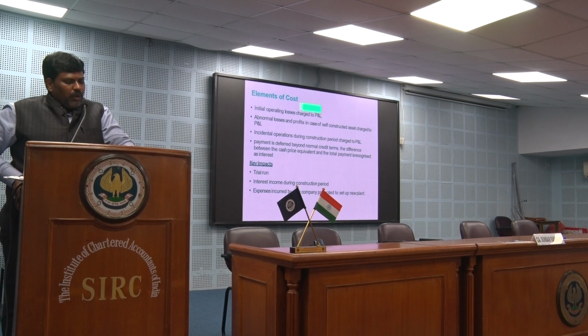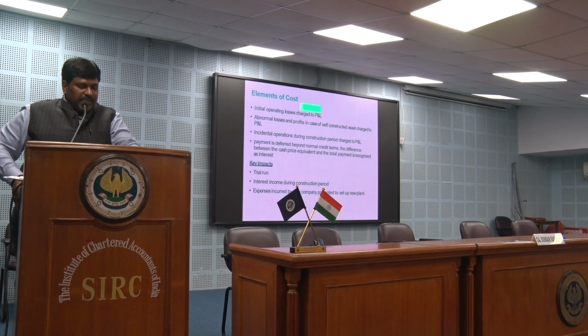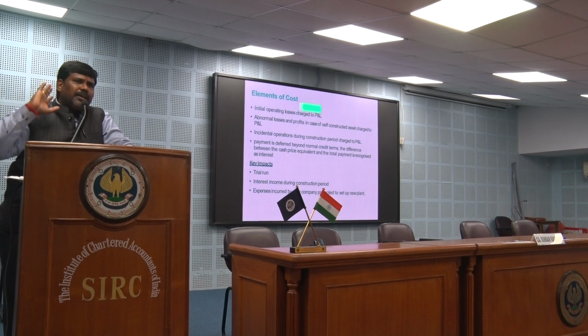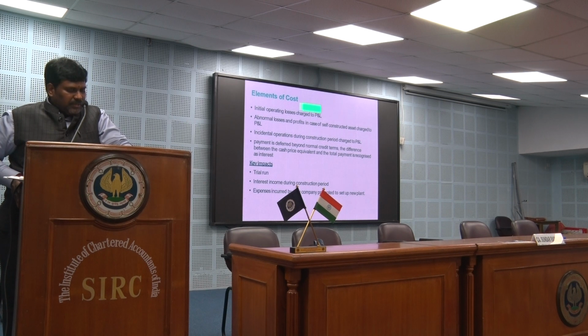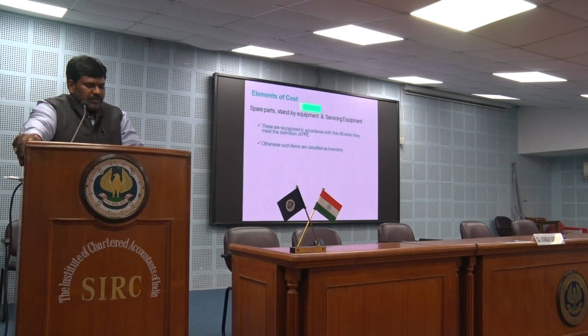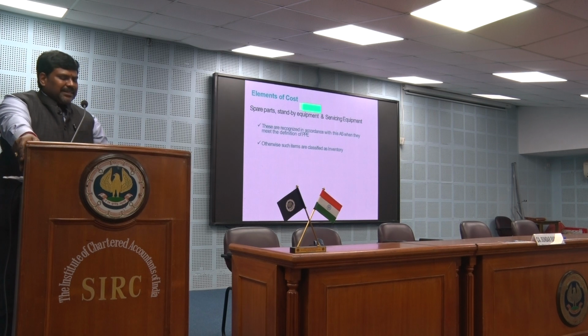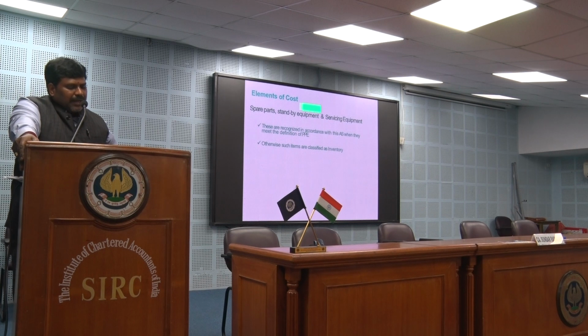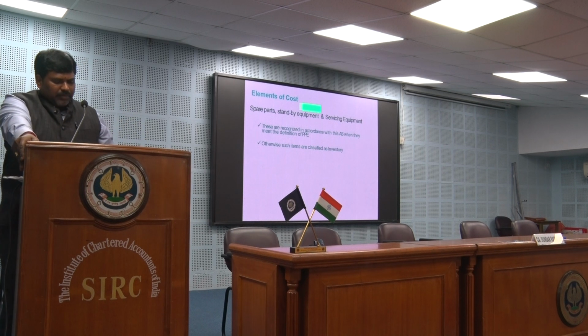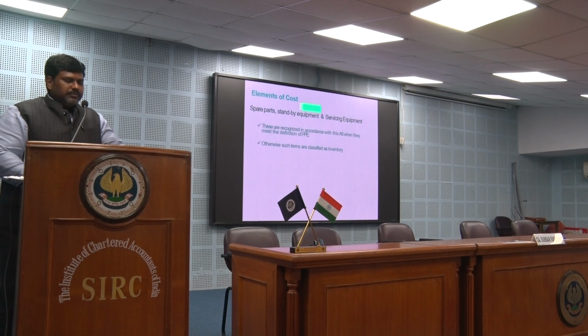Payment is deferred beyond the normal credit terms. The difference between the cash price and the total payment will be dealt with by your borrowing cost standards. We saw this. Spare parts, standby equipment and servicing equipment are recognized in accordance with this accounting standard when they meet the definition of property, plant and equipment. Otherwise, such items are required to be classified as inventory.